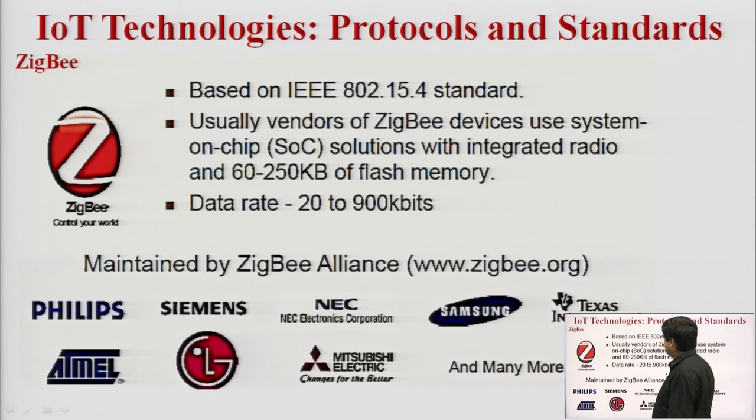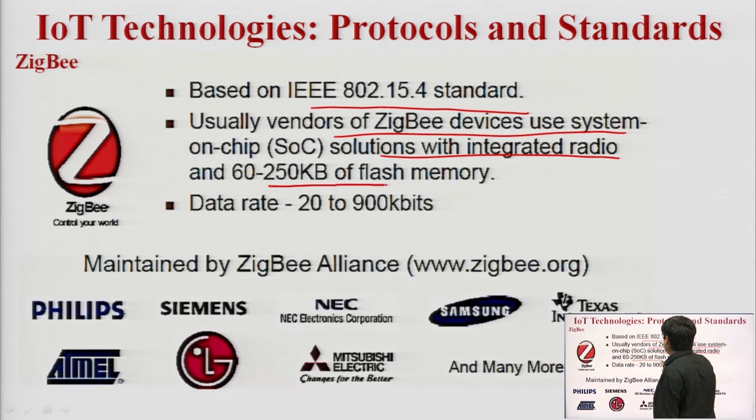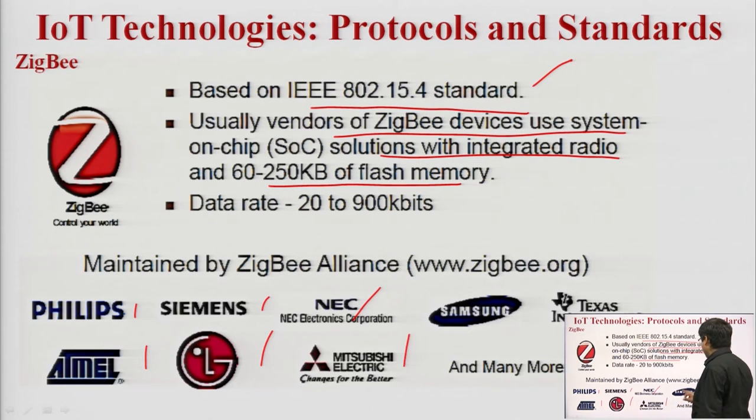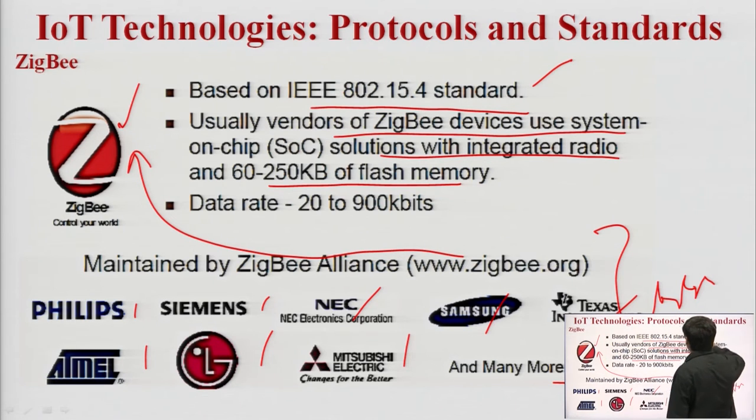So this is the Zigbee Alliance. It relies on the IEEE 802.15.4 standards. Usually vendors of Zigbee devices use system on chip solutions with an integrated radio and 60 to 250 kilobytes of flash memory. The Zigbee Alliance comprises companies which manufacture Zigbee products, and they rely on these standards. Companies like Philips, Atmel, Siemens, LG, NEC, Mitsubishi Electric, Samsung, Texas Instruments, and many more, ARM also. These are the Zigbee Alliance companies which produce Zigbee products. This is the symbol of Zigbee.